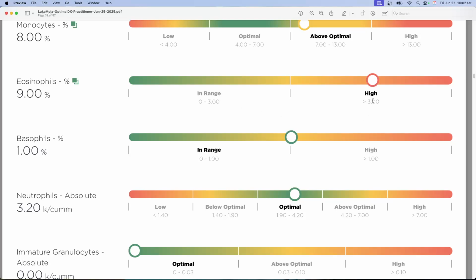Eosinophils here. You can see mine are definitely high at 9%. They don't want to see it above 3. Eosinophils typically indicate either some type of allergy or sensitivity. That could be an environmental allergy or a food sensitivity reaction going on, or a parasite infection. If you have asthma or something like that, it can go up as well. But typically, you're thinking some type of allergy, sensitivity, or parasite infection with the eosinophils being that high.